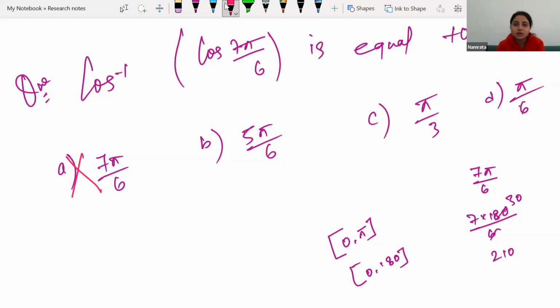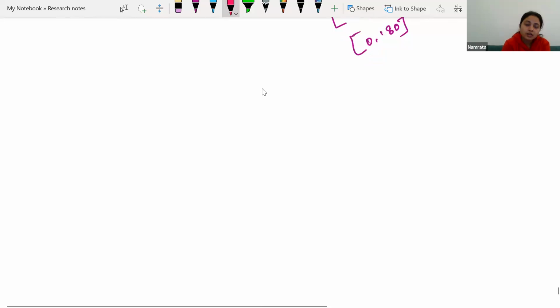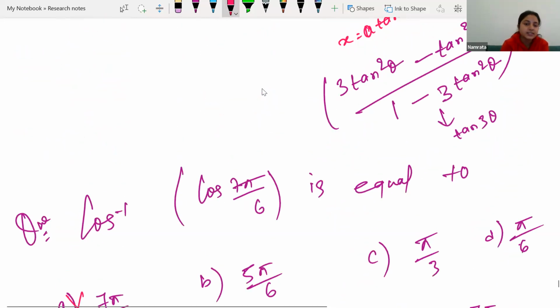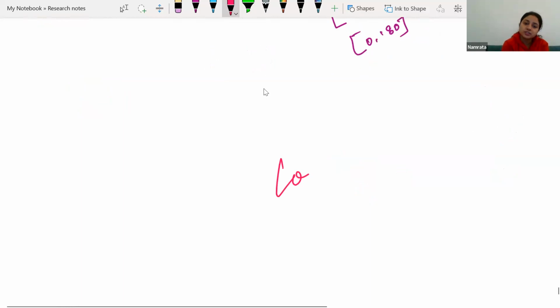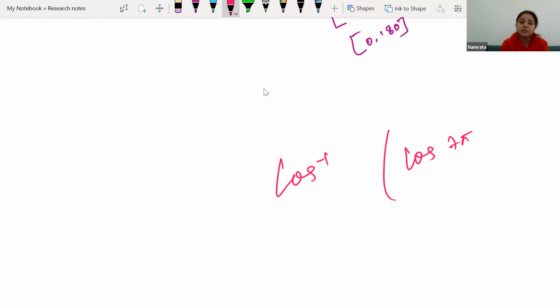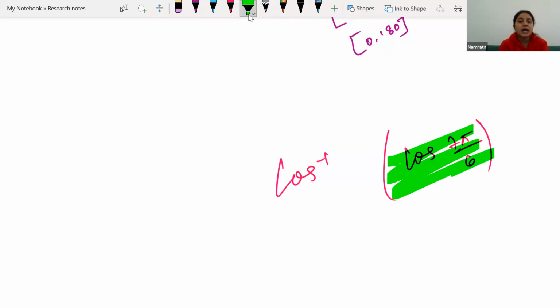What can be done over here? Let's see. Here cos is there, cos 7 pi by 6. We need cos inverse. The outside is there, we can't touch that. Inside we are having cos of 7 pi by 6. As we always know, if outside is cos inverse, then inside also has to be cos only. The inside function has to be cos only, then only we will be able to simplify it. Here it's already cos, but that is not working.